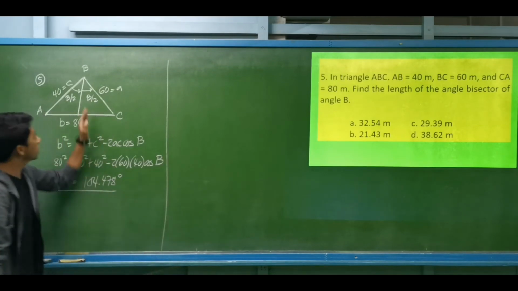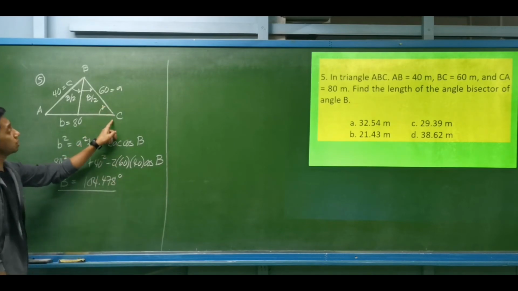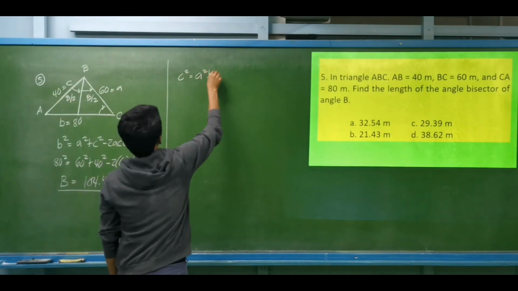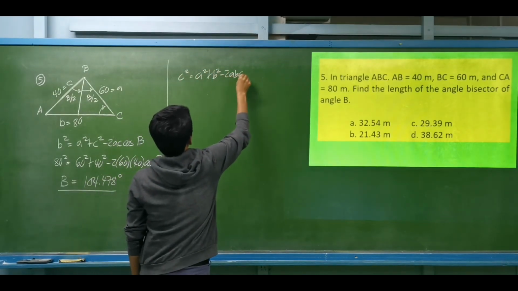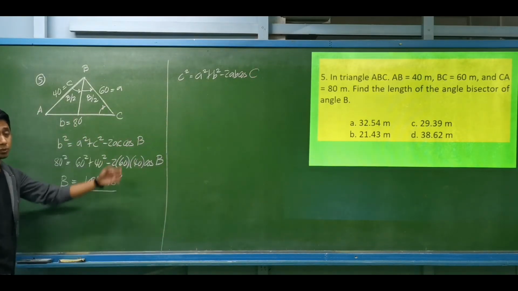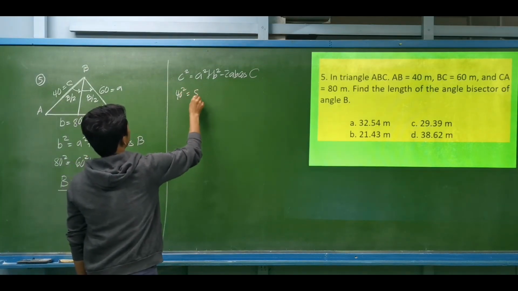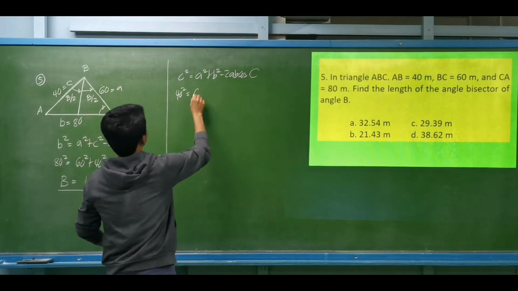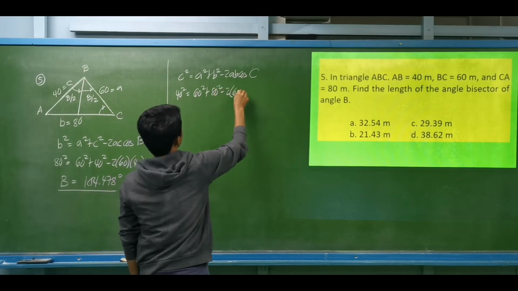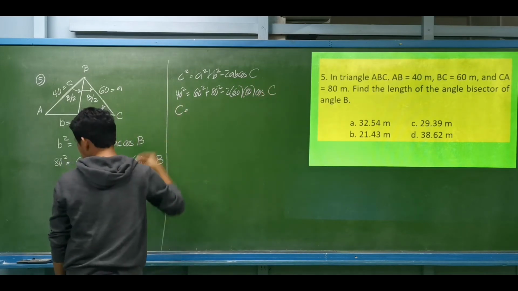So I will use this side, side A, and let's also get angle C in case we need it. For angle C, we may use C squared is equal to A squared plus B squared minus 2AB, the cosine of angle C. You can also use sine law. Okay? So, it depends on what you want to use. So, C squared, that is 40 squared is equal to 60 squared plus 80 squared minus twice of 60 multiplied by 80, then cosine of angle C. What is angle C?